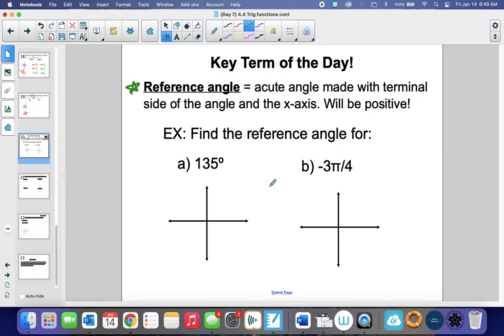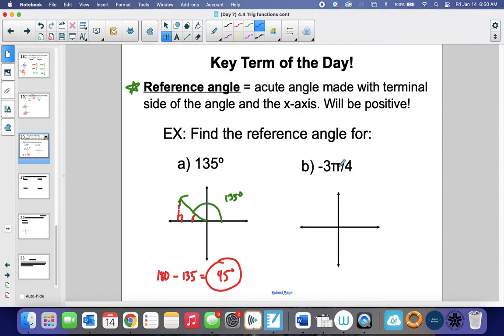To find the reference angle for 135, if I graph the angle 135 degrees, that would be around here-ish. If I drop an altitude down from there and make a positive acute angle with the x-axis, what I'm wondering is what this angle is, and that is my reference angle. The way I could find it is 180 minus 135, and that tells me that angle is 45 degrees. So my reference angle is 45 degrees.